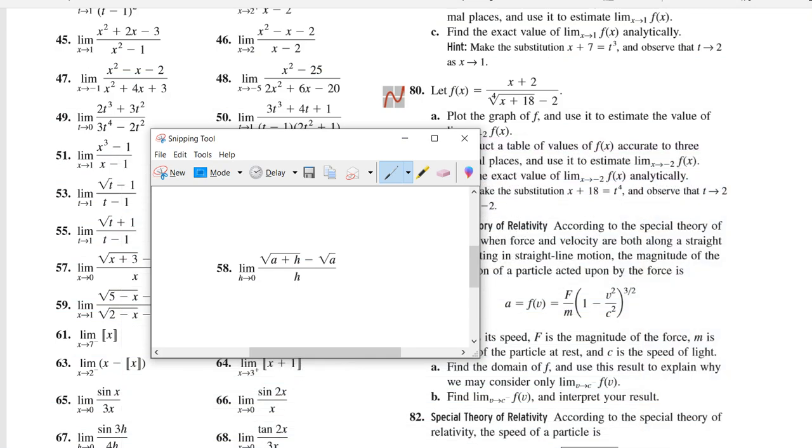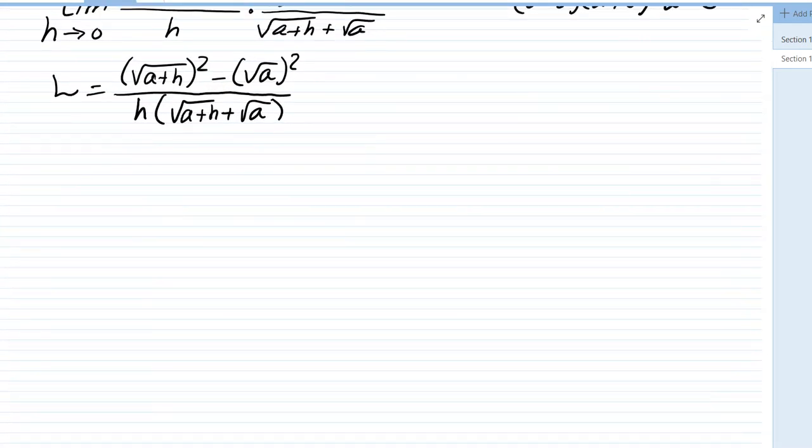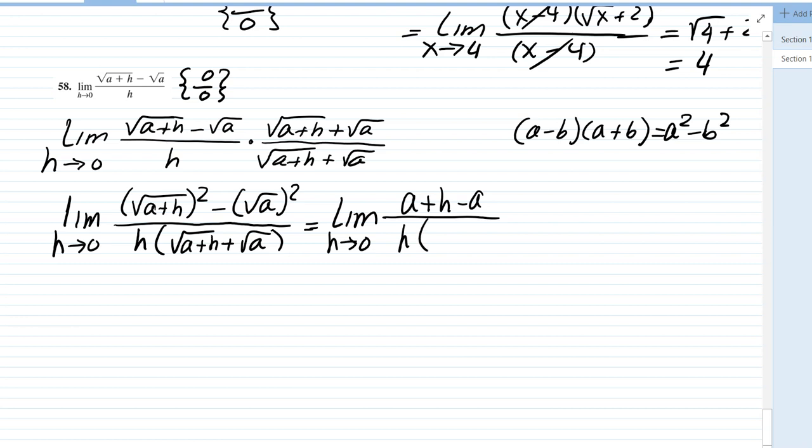Okay, now in the numerator, let's work the numerator out. This is simply going to lose the radicals, right? And I did a big boo-boo. I forgot the word limit. You really have to have limit. Without the word limit, these are nonsensical. So that's the limit as h goes to 0 of, the numerator is just a plus h minus a, over all of the denominator, which is h times root a plus h plus root a.